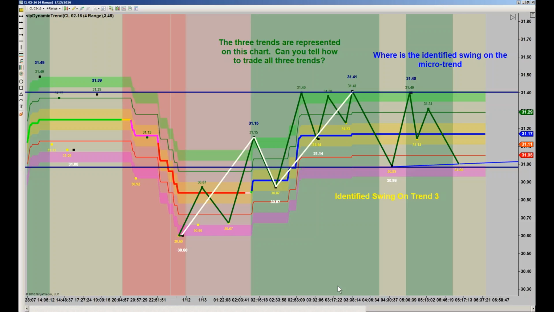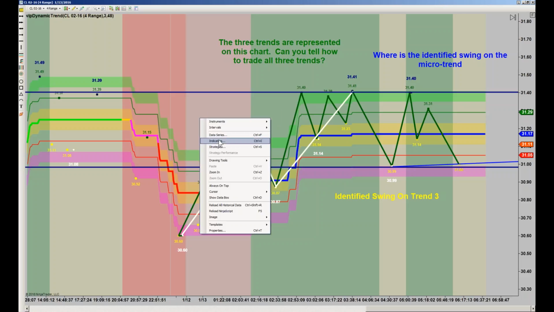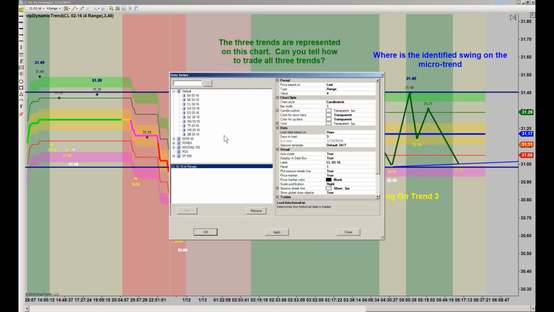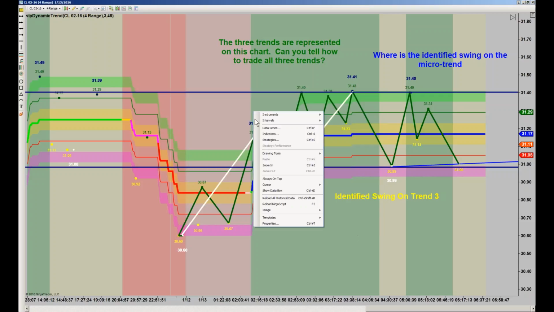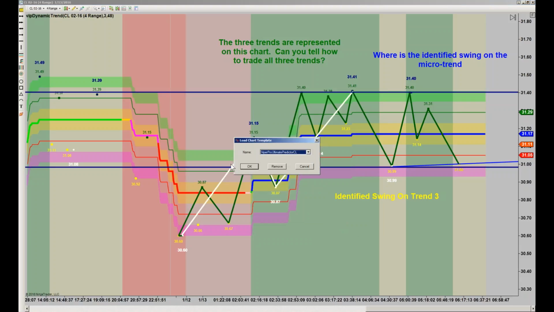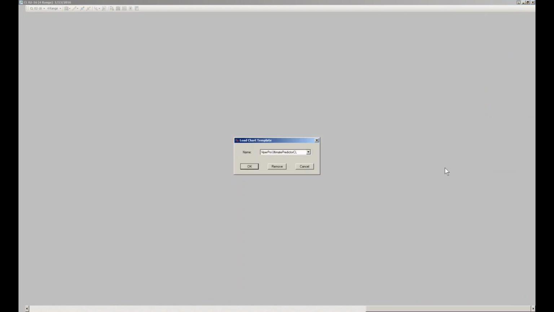Now, what I call the medium trend is the one where you get a difference in your color bars. Let me go ahead and put the color bars on the screen for you real quick. Let's see, we'll go ahead and put the data series. I've got them transparent right here. Let's just go ahead and put all the indicators on real quick. We'll go ahead and put on Viper Ultimate Predictor CL. Bear with it just a second, it's loading. Okay, and here we go.